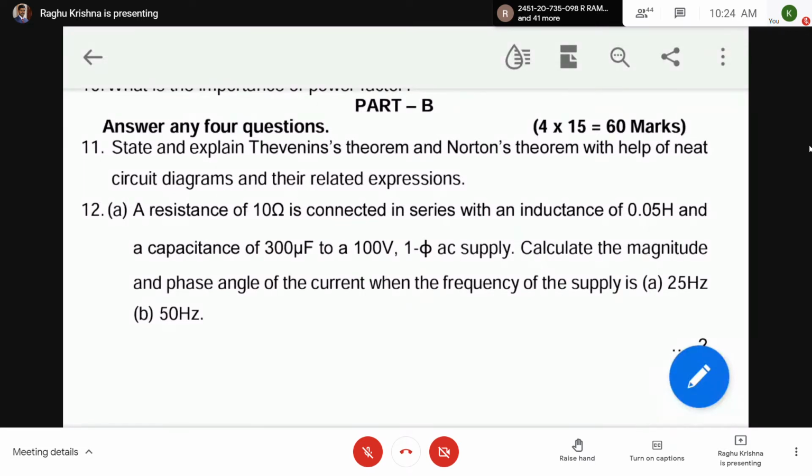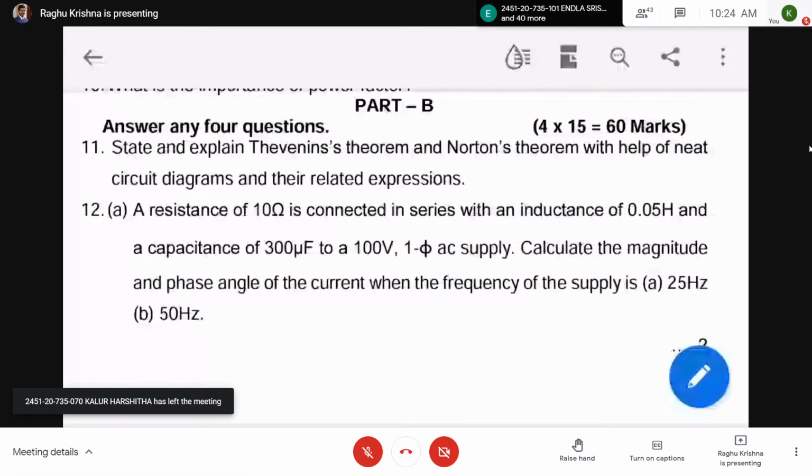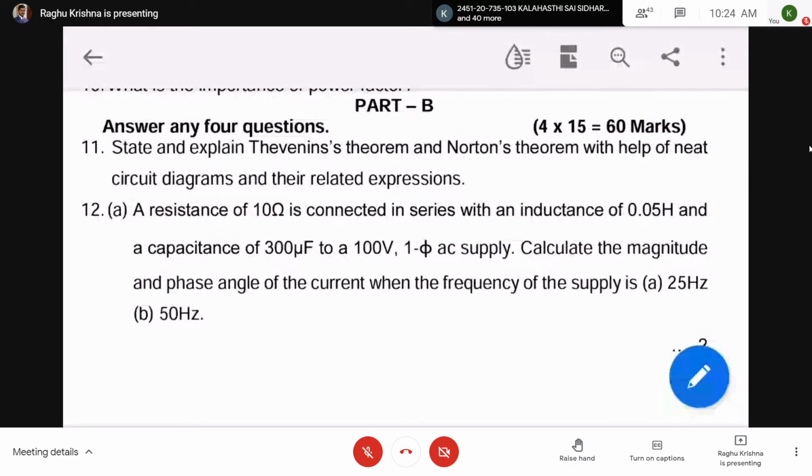So this I will explain, right? I equal to V by Z. So V equal to 100. Z equal to 10 plus jX, where let us take X equal to XL minus XC. So after getting this, you have to do it with the scientific calculator, or you can do it manually also. This complete answer I will send you. Okay.